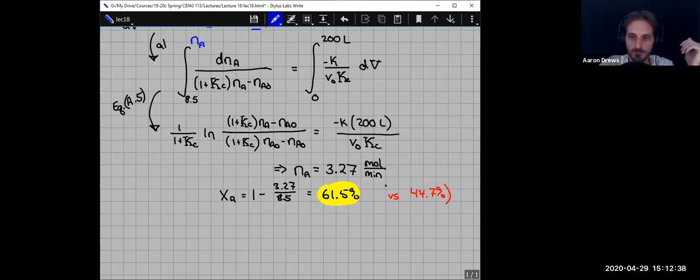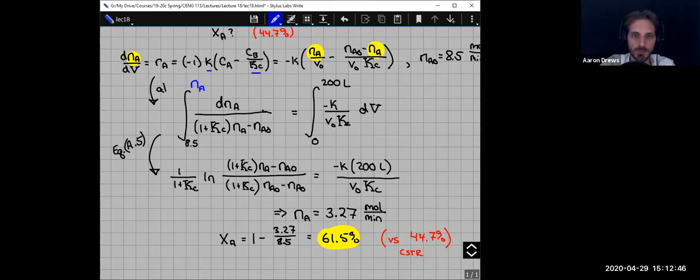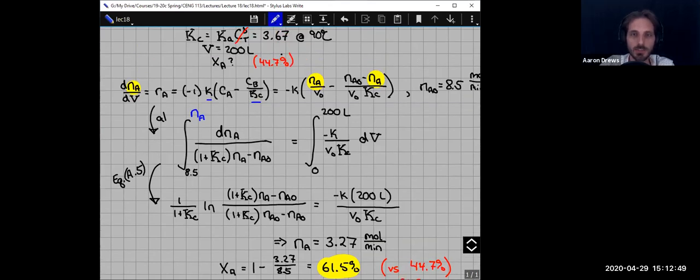44.7%, right? This was our CSTR conversion. But the approach looks very similar to the example that we just saw a moment ago. And it all starts with the general material balance, which was right here. Everything that happened after that, to the right of here, was substituting in exactly the same relationships that we had for CSTRs, for rate laws and stuff like that, because those rate laws are the same, right? It doesn't matter which reactor it's taking place in.